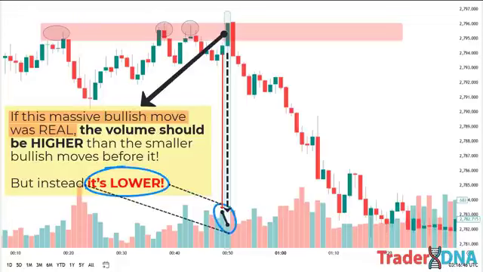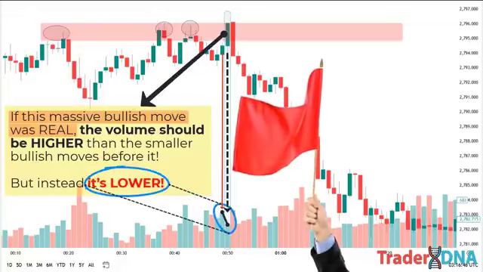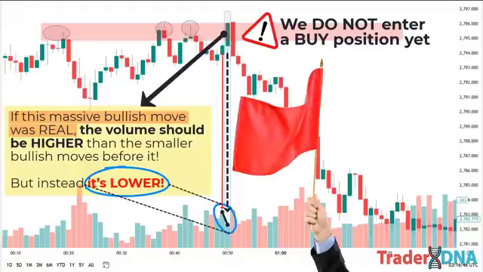This is a huge red flag. Why? Because low volume means fewer traders are actually pushing this price up. That tells us this move might not be as strong as it looks. So what do we do? We do not enter a buy position yet. Instead, we wait for the next candle to see if this move is legit or if it's a trap.